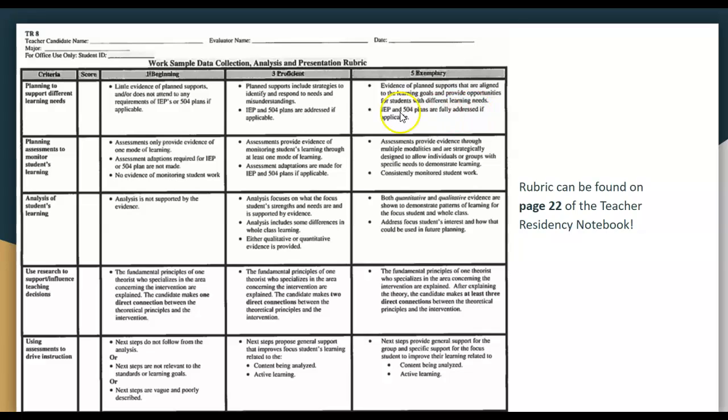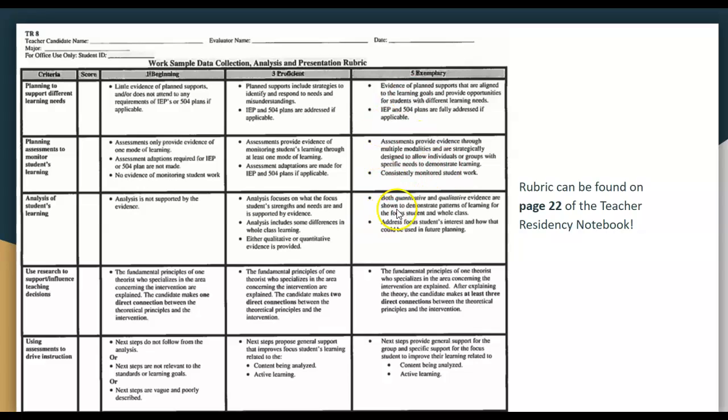The second one has to do with your assessments, and it says that they provide evidence through multiple modalities and are strategically designed to allow individuals or groups with specific needs to demonstrate learning. What's most important here, in my opinion, is this multiple modalities. And so what that means is, although you have 3 different work samples, they shouldn't all be the exact same assignment. They shouldn't all be the exact same 5-question quiz or same essay question, but you should be assessing student ability and knowledge in different ways, in multiple modalities. And then also that you are consistently monitoring student work.